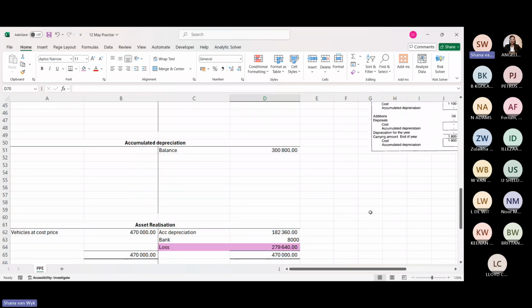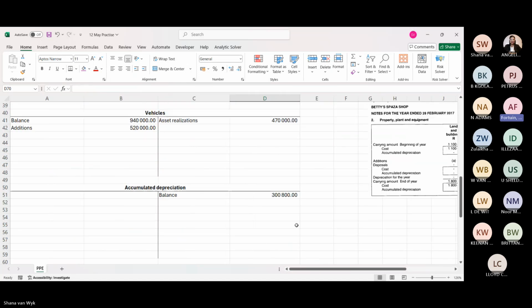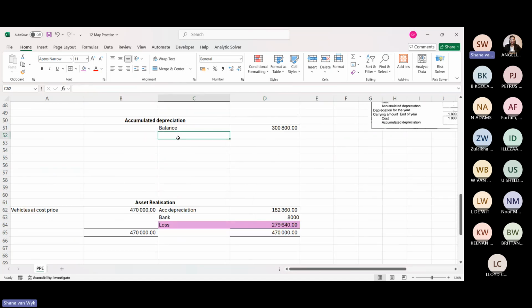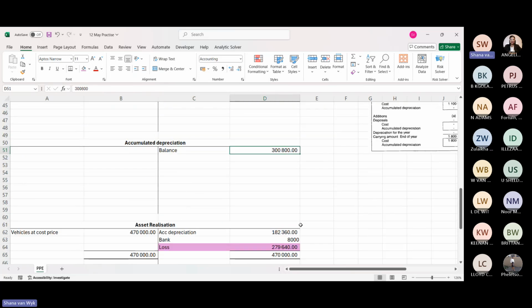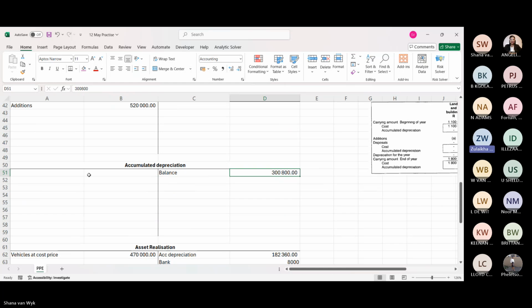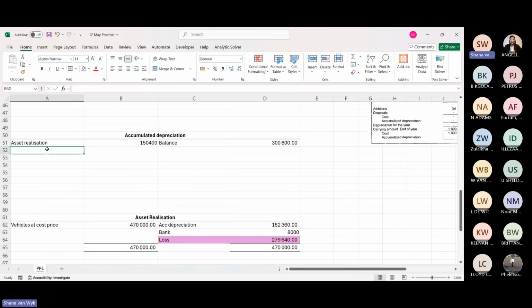What's the question? Okay, your accumulated depreciation account, you need to still finish that one. Oh, yes. Yep, we need to finish that. What is this now? Oh, it's for both vehicles. So we must do the asset realization and the depreciation. Realization. So then we know for one vehicle, and then we also say depreciation because we calculated it for.